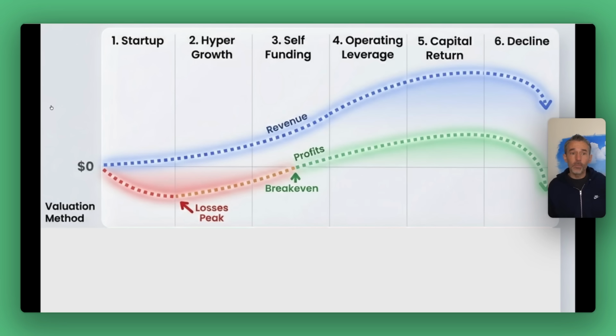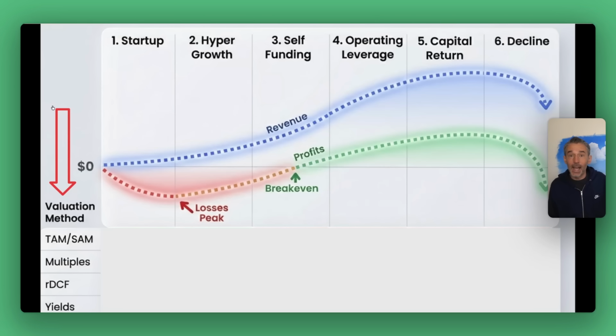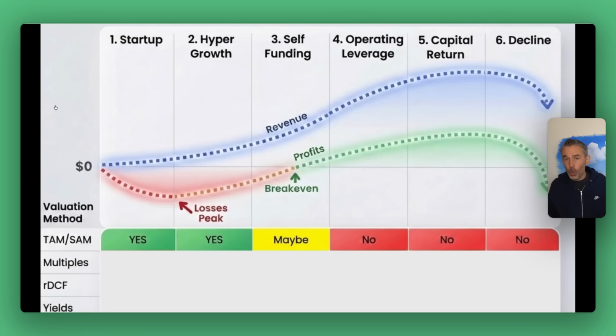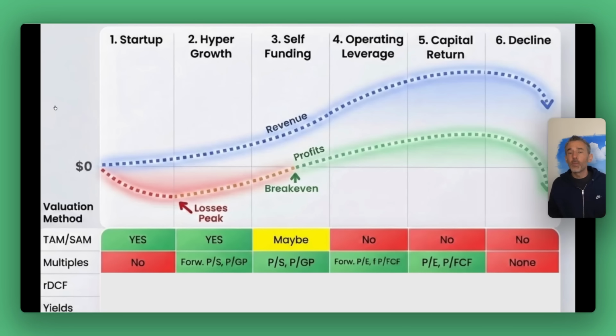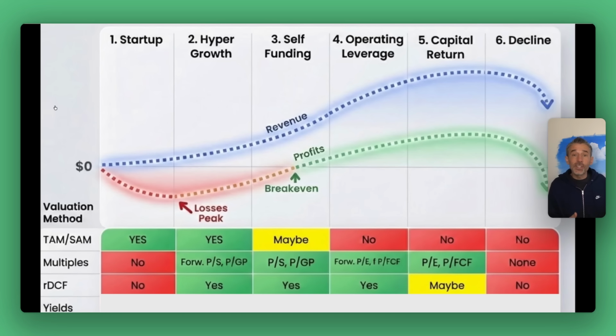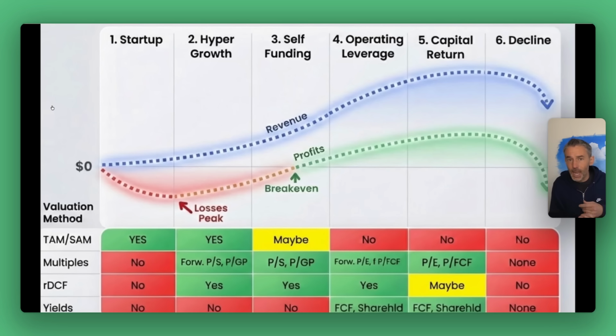Now, when you do this, it's important to note that the tool you use matters because every stock and the company that it represents goes through different points of the business growth cycle. And so depending on where they are, that affects which tool you should use. For instance, you can look at the total addressable market for a company if they're in the first 2 or 3 phases of the business growth cycle, but it makes no sense after that. Multiples you can use in many different phases, but it depends on which one based on where a company is. You can do a reverse discounted cash flow analysis in phases 2 through 5, and it's worth looking at yields, especially free cash flow and shareholder yields for companies in stage 4 or stage 5.